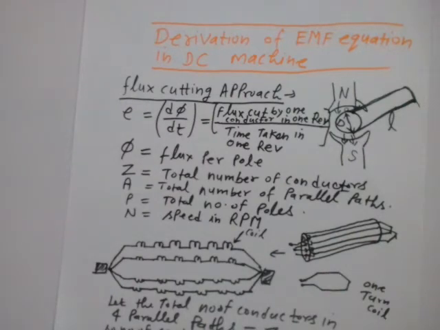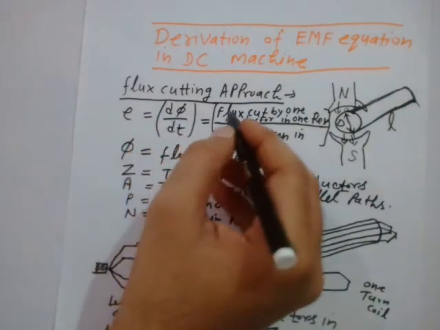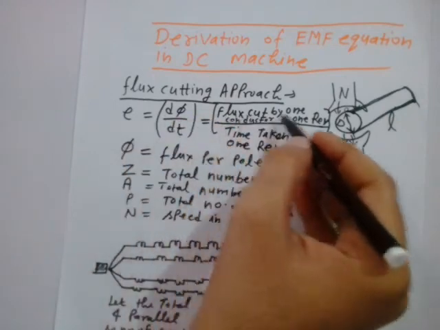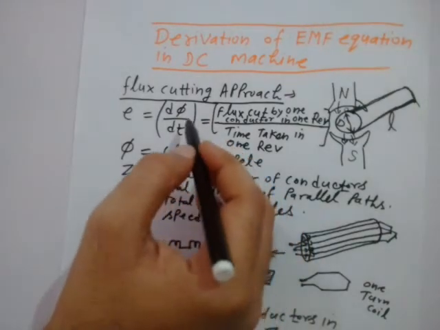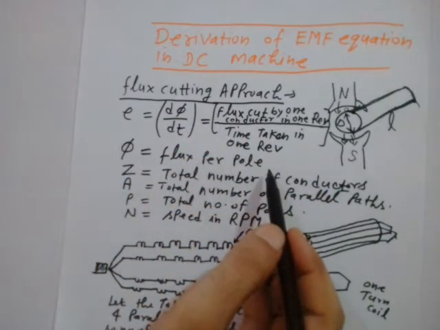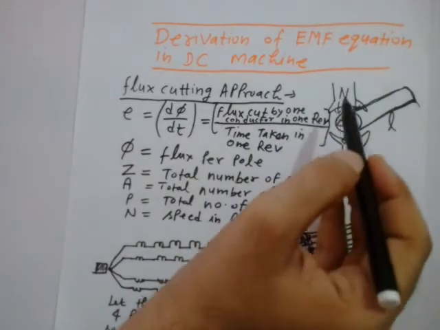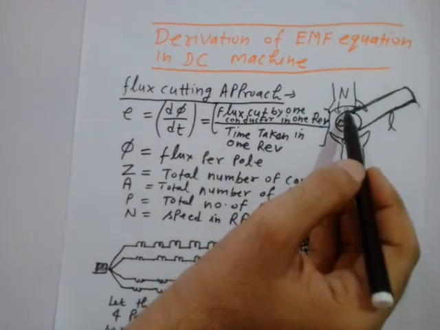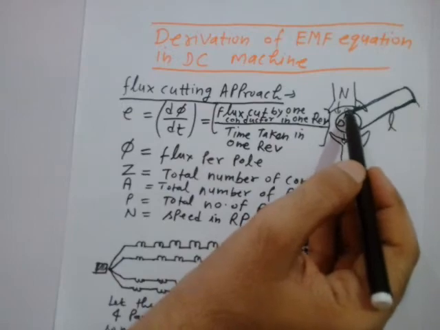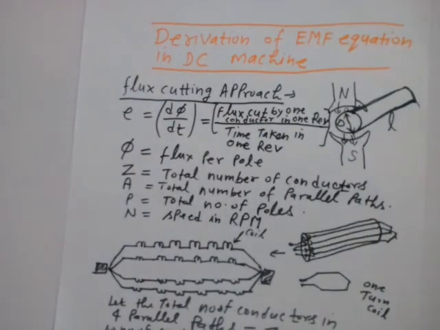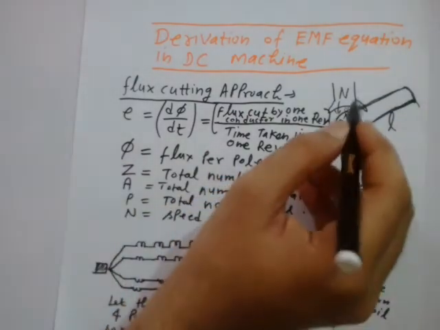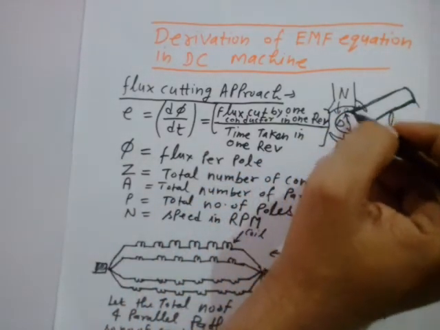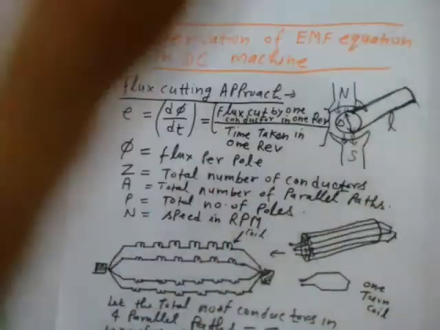Now come back to this e is equal to d phi by dt. This EMF is nothing but the flux cut by one conductor divided by the time taken per revolution. So you will write small e is equal to, see here, phi is flux per pole, right? Can you tell me what is the flux cut by one rotor conductor in one revolution? If this is a 2-pole machine, then how much total flux will it cut? It will cut 2 phi, right?